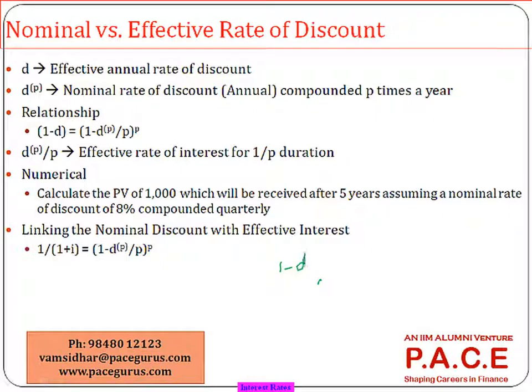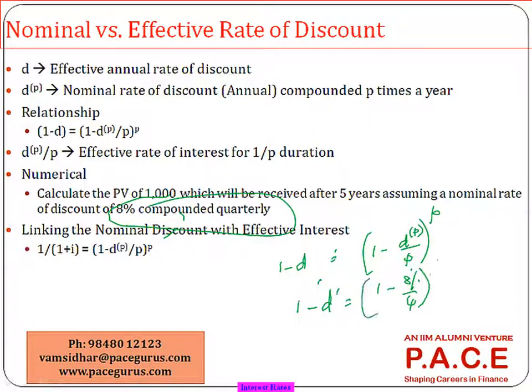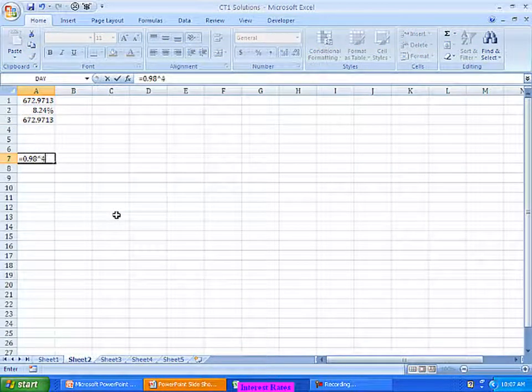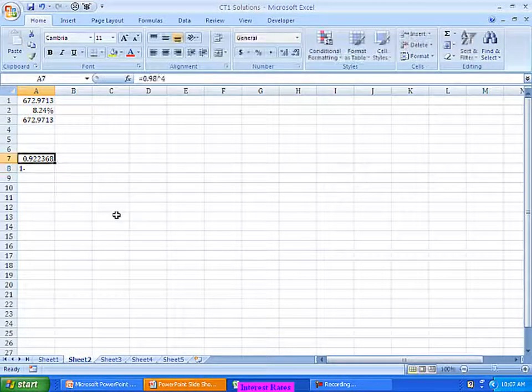If we are talking about an annual rate of discount, we said it is 1 minus D. Whereas when we are talking about D(P) being a nominal rate of discount, compounding frequency being P, I can raise it like this. So the same logic, if we have an 8% compounded quarterly kind of scenario, I want to find out what is the effective annual rate of discount. So this will work out to 1 minus D equal to 1 minus 8% by 4 to the power 4. So 1 minus 2%, which is nothing but 0.98, 98% to the power 4, right? So this works out to 0.98 to the power 4, and 1 minus this. So this becomes 1 minus this, which works out to 7.76%.